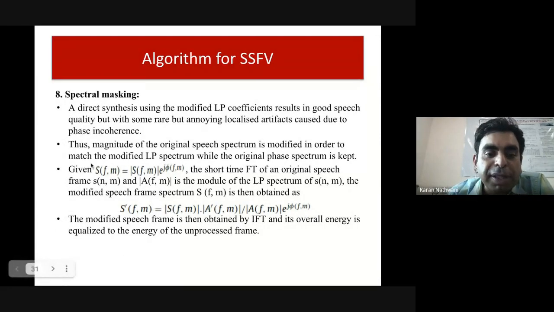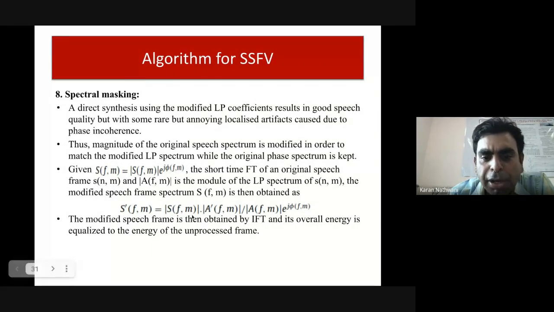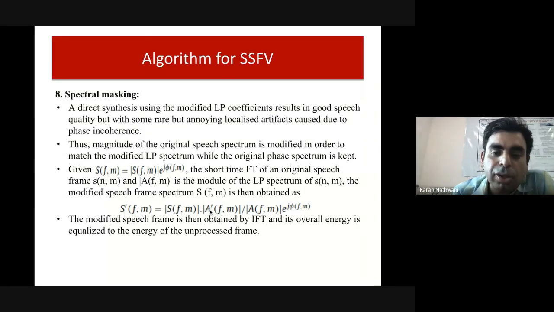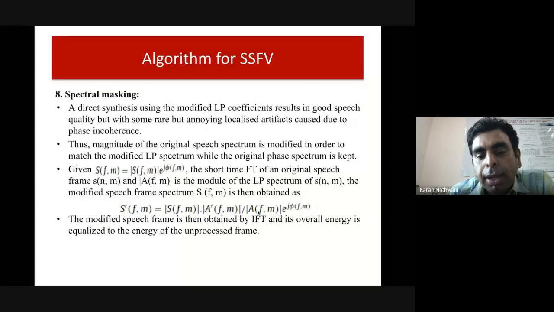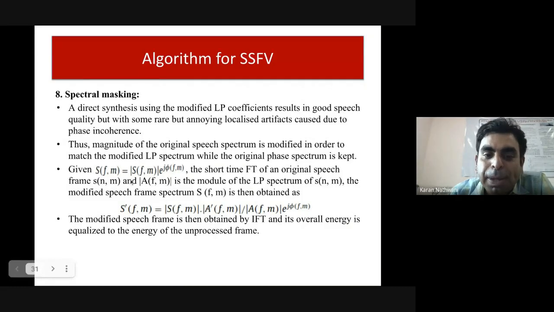Now, I want to modify this spectrum. So I take S hat, and you take the magnitude. As I already told, I'm going to modify the magnitude only while keeping the original phase. Okay. Now, this is my original magnitude. Then I modify it. I take the ratio of the modulus of the LP spectrum of the modified LP coefficient divided by the modulus of the LP spectrum of the original speech, and then keep the same phase. So this is how you will get the new spectrum, which is modified with respect to the original one. So this is what is being asked in the spectral masking.